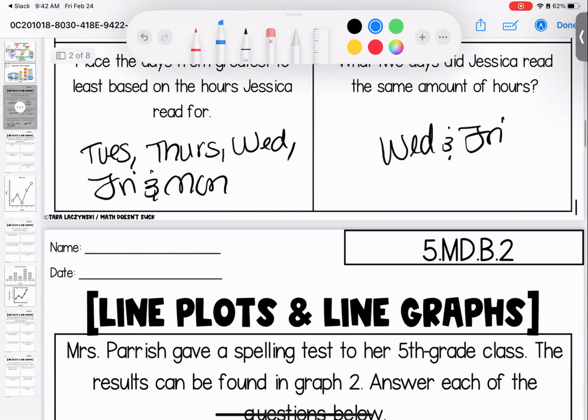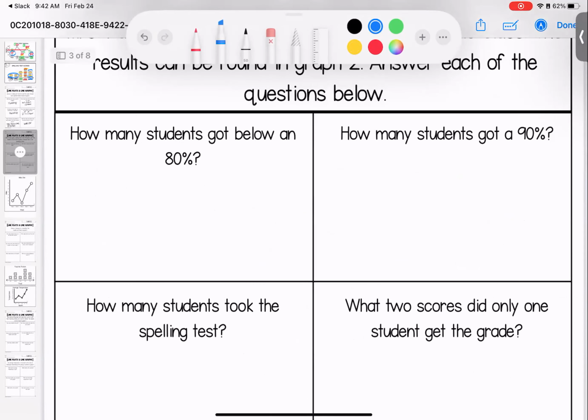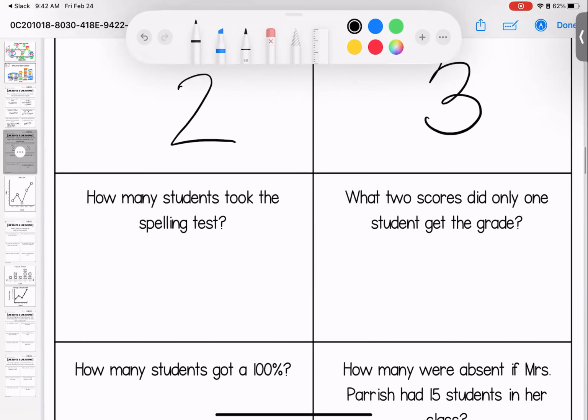All right, let's go down to the page and fill in these answers, for those of you that is helpful. How many students got below an 80%? We said 2. How many students got a 90%? We said 3. How many students took the spelling test? We said 9.